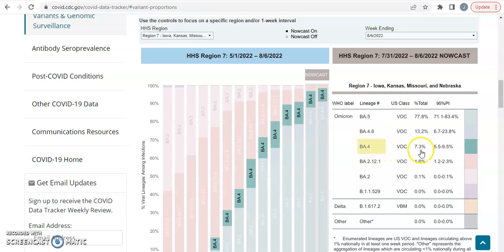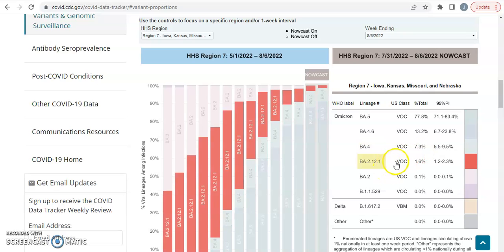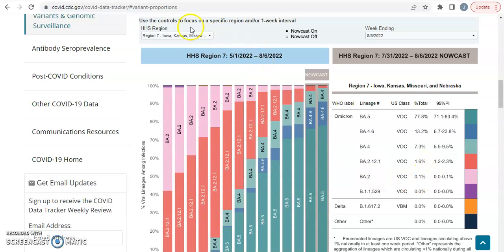BA.4 is still in existence with 7.3% of the cases. BA.2.12.1 is 1.6% of the cases, and there's hardly any BA.2 left.